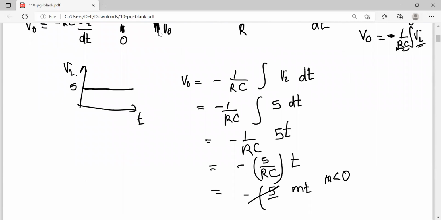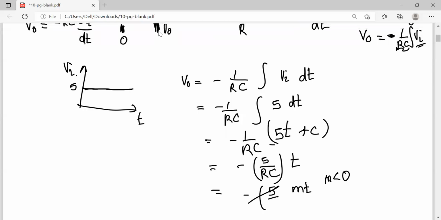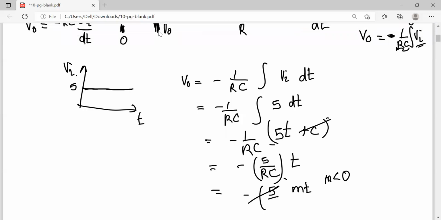We are assuming that, since there is no initial charge, we are going to get this. If you assume there is already a charge before you connect this circuit or provide that input, definitely it's going to have something like 5t plus c. It's not a very big issue. You can directly mark it like this.